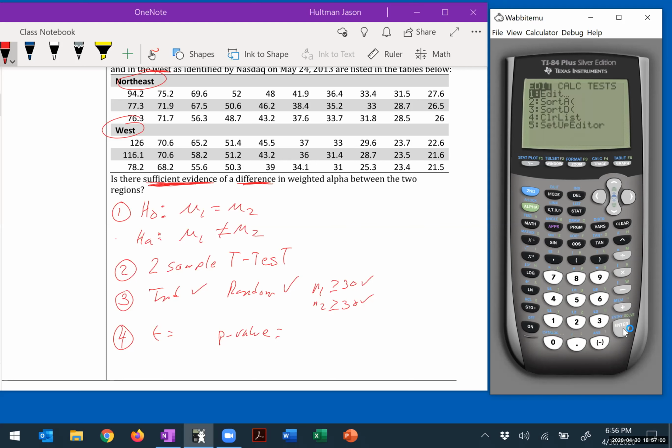Let's go back to edit. Okay, where did I leave off? We're done with my first row, second row, we got to 24, okay. So we got to 56.3, okay, 48.7.